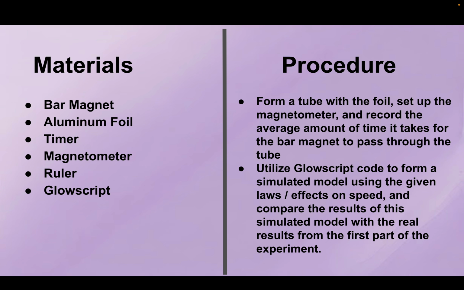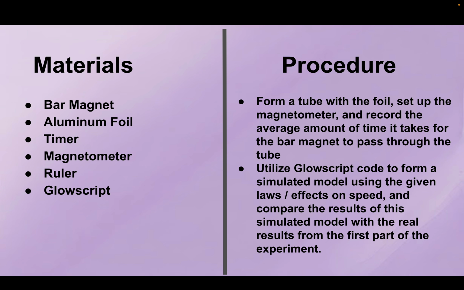There are two general big steps in the lab, but obviously broken into smaller parts. The first was to form a tube with the foil, set up the magnetometer, and record the average amount of time it took for the bar magnet to pass through the tube. We did this 5 times, recorded it, analyzed the video to take those precise measurements, and then wrote them down. And that's how we got the average for the first part.